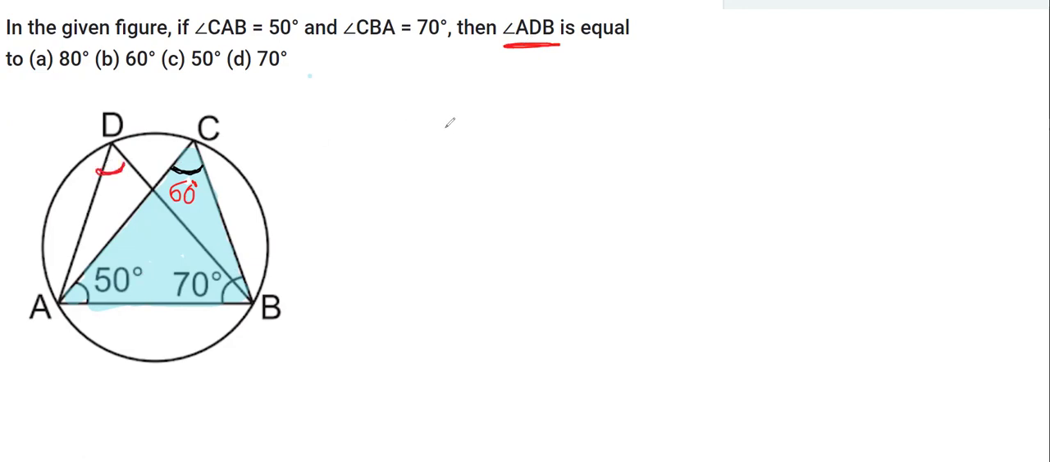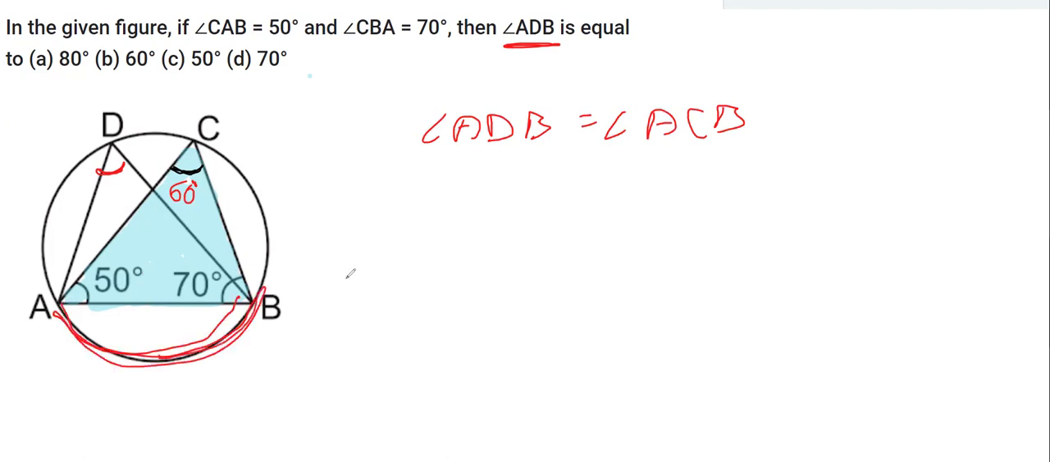Angle ADB should be equal to angle ACB. That's from the angles on the same segment. As you can see, these two angles are made by the same arc on the same side. So this will also be equal to 60 degree. We should write this as 60 degree.